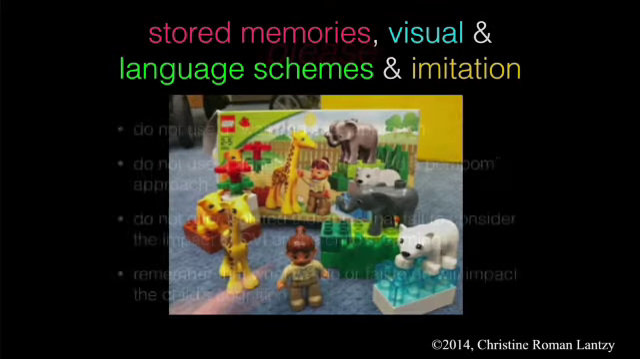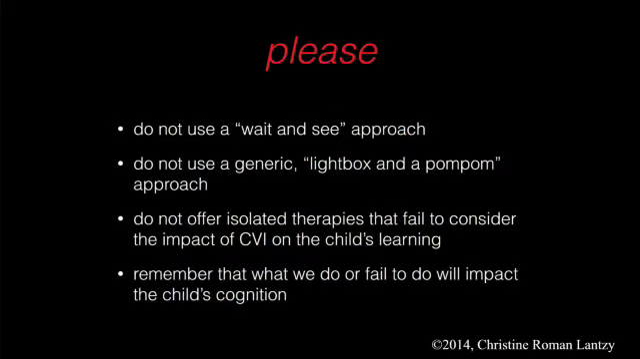So I'm going to suggest that we please not use a wait-and-see approach. Do not use a generic lightbox and pom-pom approach where you think, I have some CVI materials, so this must be what we need. We have to start with the child's CVI Range score and be highly intentional. Do not offer isolated therapies that fail to consider the impact of CVI on the child's learning. This isn't about vision time.